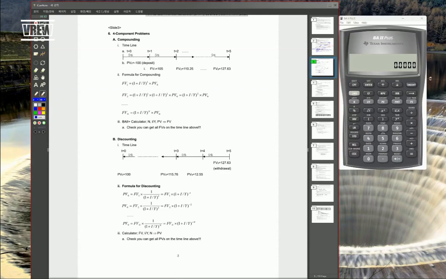This is the third lecture for the Texas Instruments BA II Plus Financial Calculator Manual lecture. This time we are going to discuss actual calculations of time value of money.